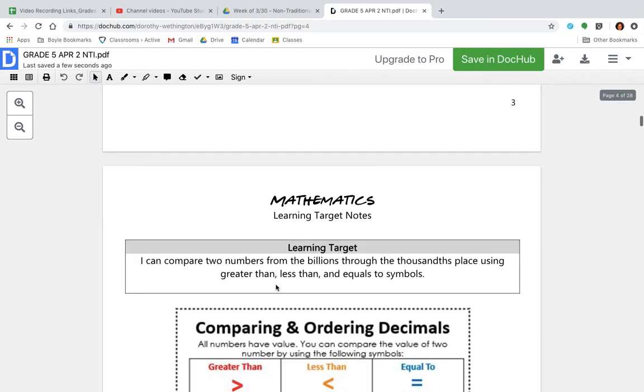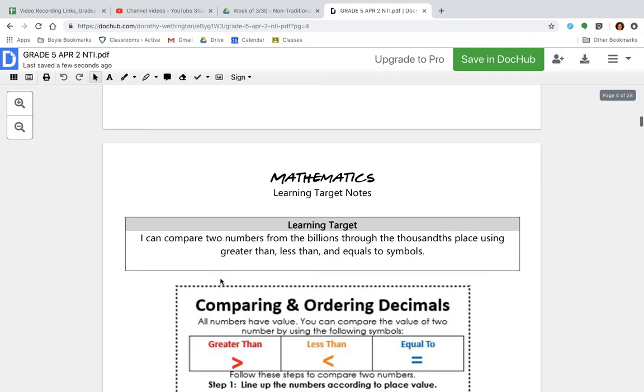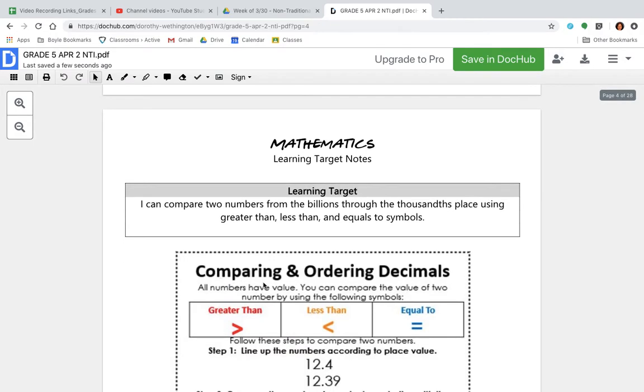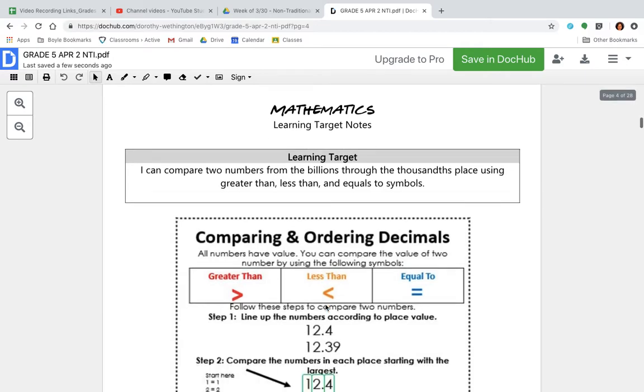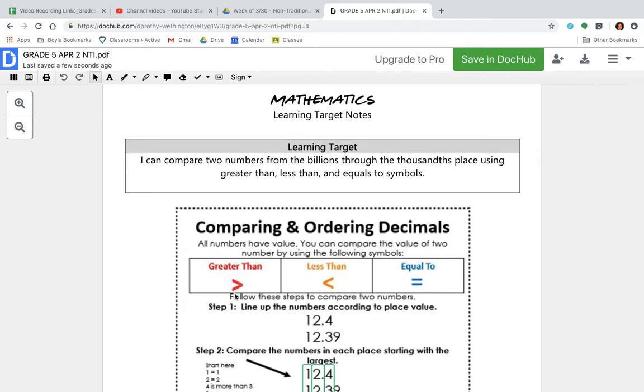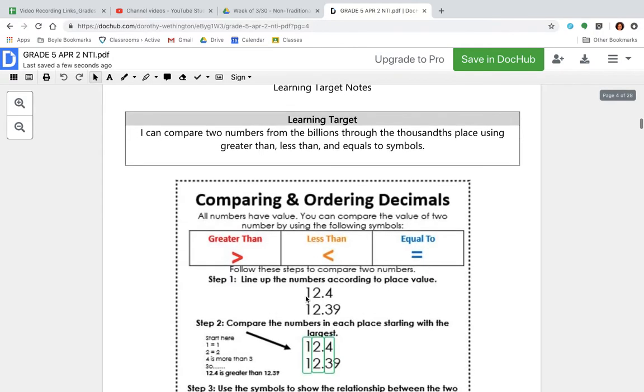Mathematics Learning Target Notes. Learning Target. I can compare two numbers from the billions through the thousands place using greater than, less than, and equal to symbols. Comparing and ordering decimals. All numbers have value. You can compare the value of two numbers by using the following symbols: greater than, less than, and equal to. Follow these steps to compare two numbers.